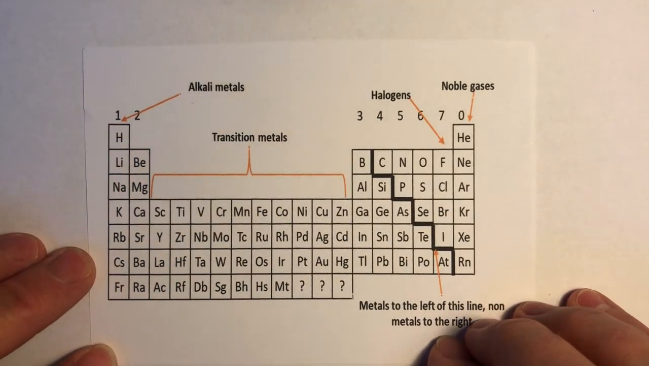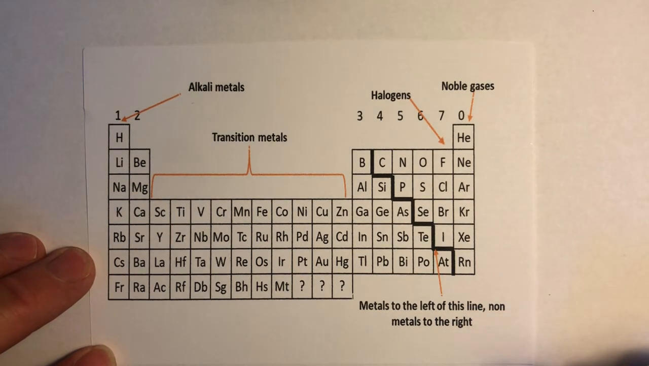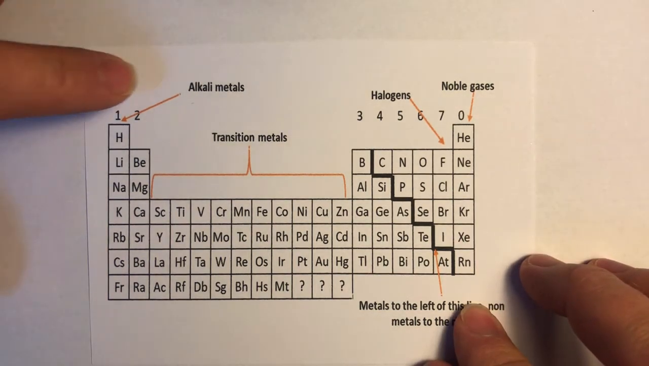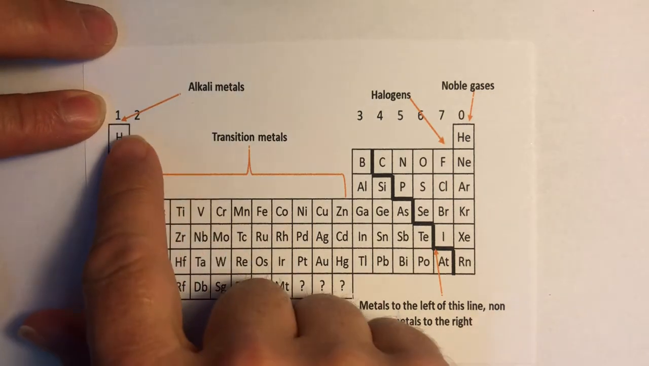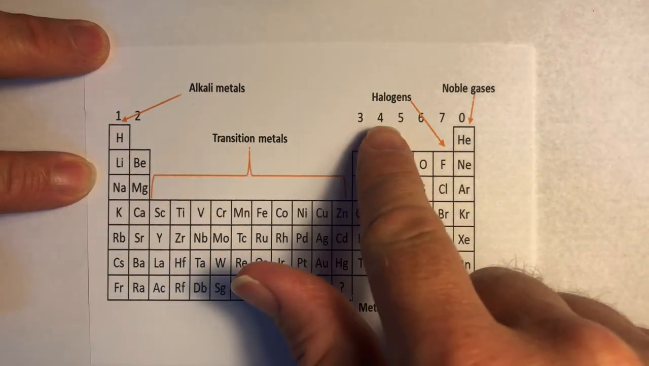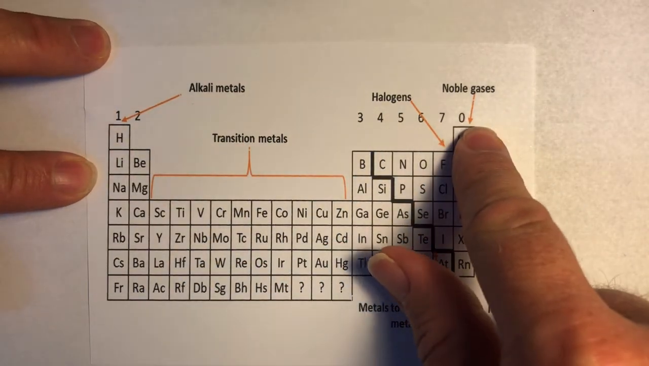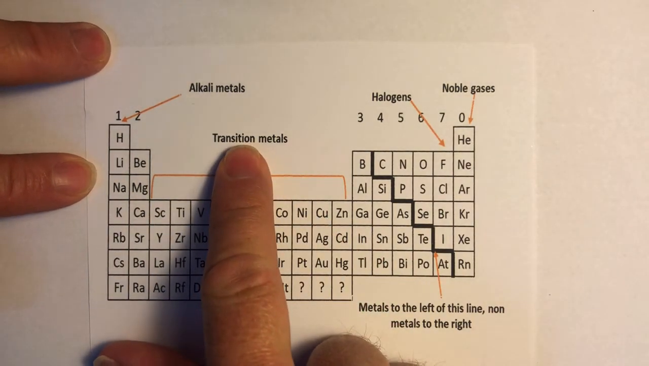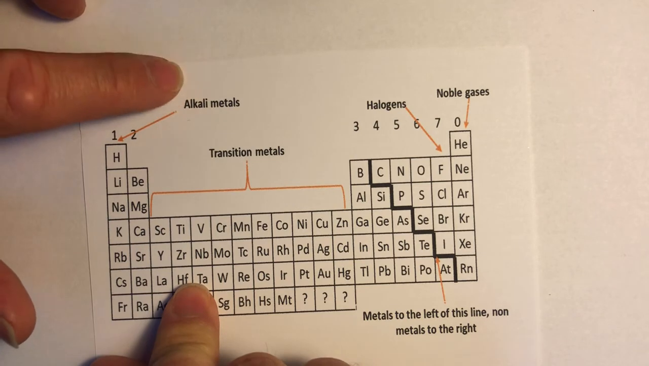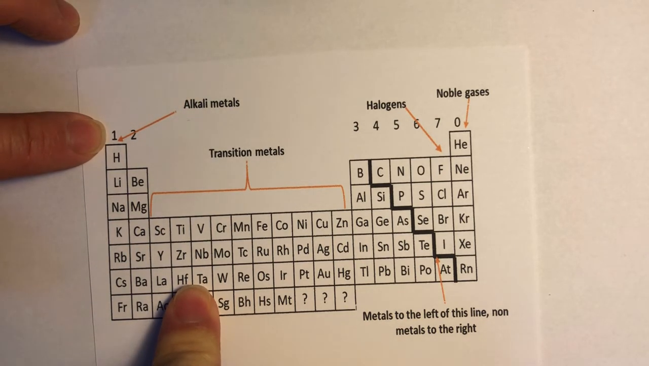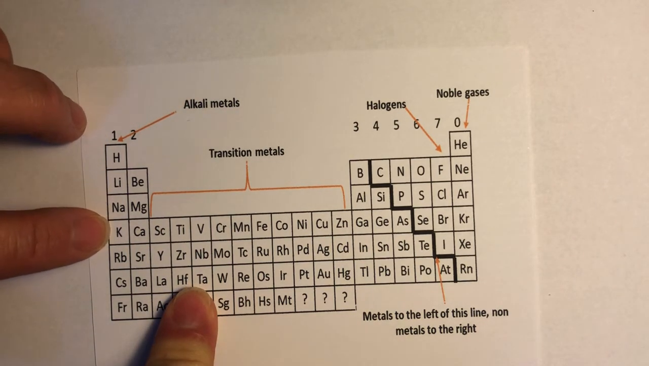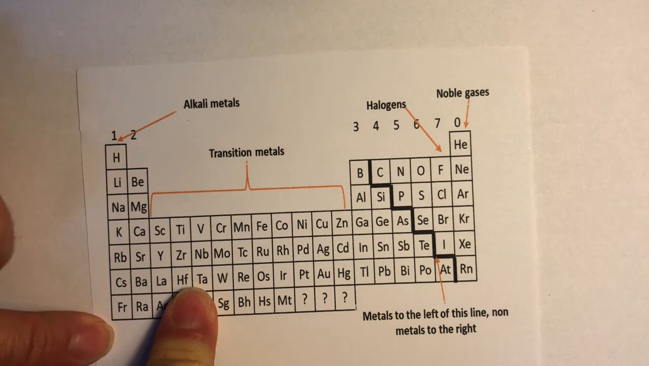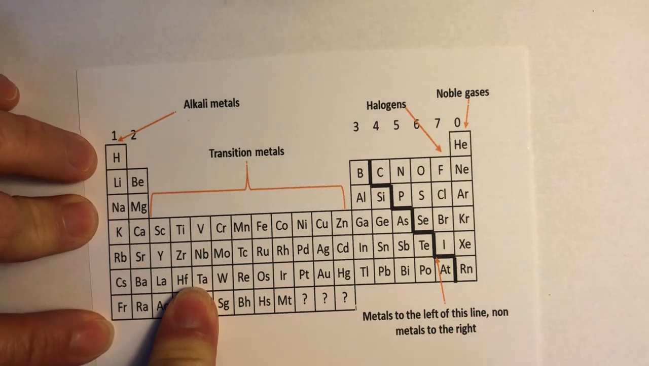Okay, now the 4 groups that at any point you need to know about are group number 1, these are the groups across the top, 1, 2, 3, 4, 5, 6, 7 and 0. This big group doesn't have a number, it just has a name. So group 1 is the alkali metals, hydrogen, helium, sodium, potassium, rubidium, etc, etc. Right, they're the alkali metals.